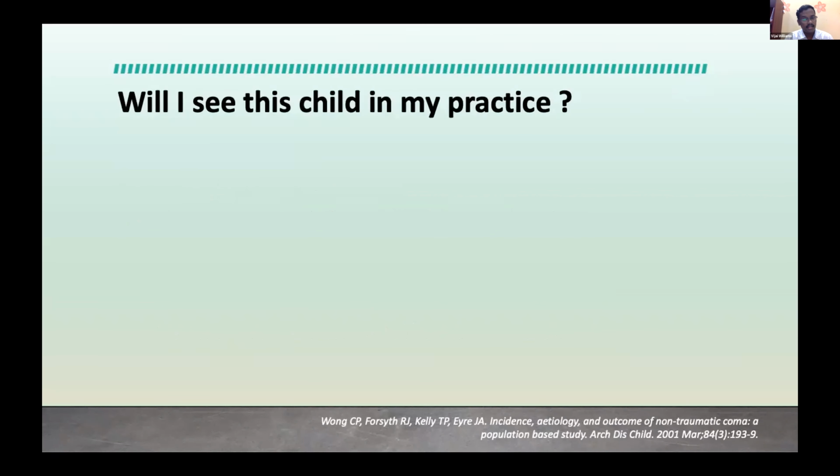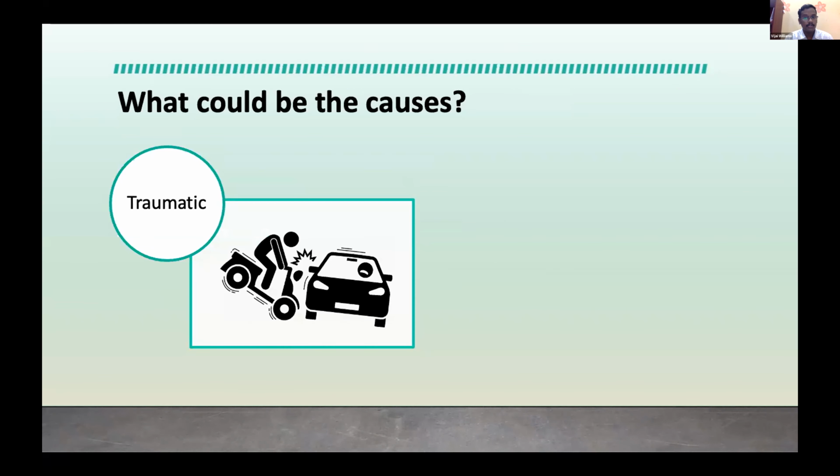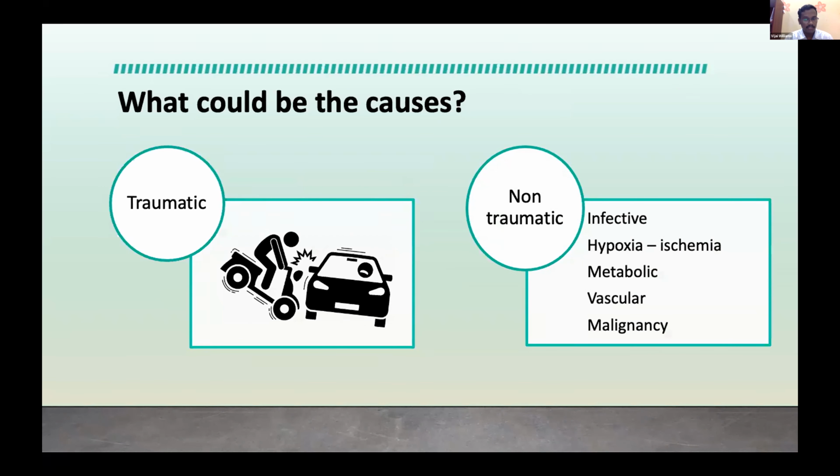Coma is a relatively common medical or sometimes surgical emergency which accounts for about 4.7 per 1 lakh population per year. And in children less than 16 years, it may increase up to 30 per lakh children. So it is a common presentation to a pediatric emergency and we are likely to see such cases. The causes can broadly be classified into two: traumatic or non-traumatic. The non-traumatic ones could be infective, hypoxic, ischemic, metabolic, vascular, and rarely malignancy.